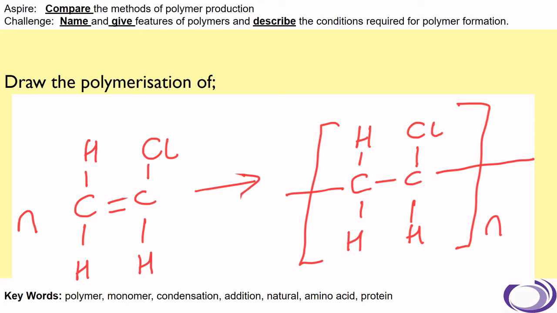Now the diagram on the right could be worth 3 marks in an exam, and it has been in the past. That is for having the single bond in between the carbons with the extending bond out, everything on the carbons the same, the brackets and the N in the corner.